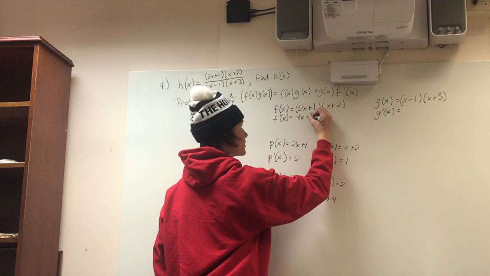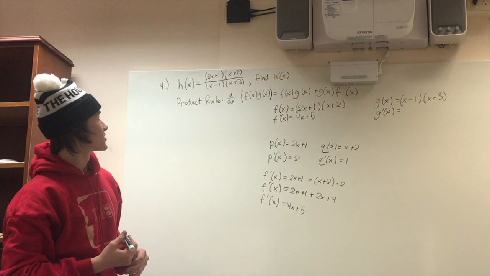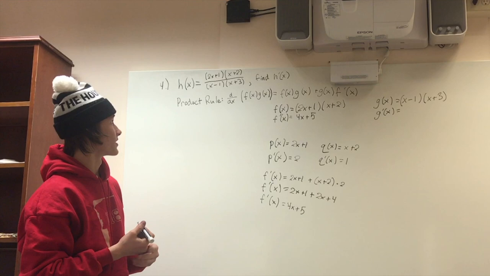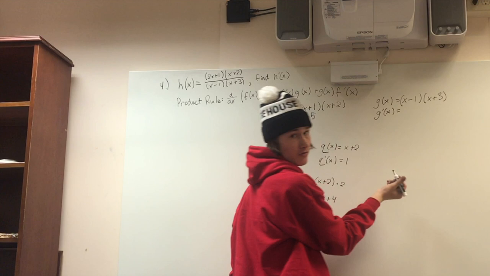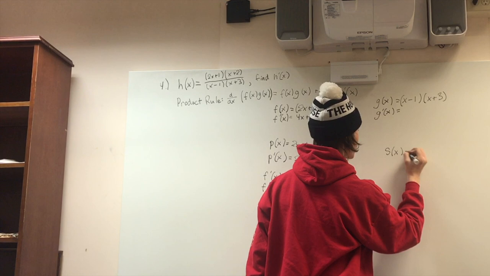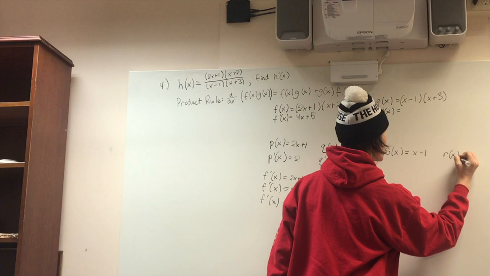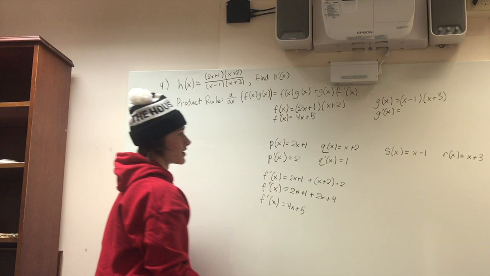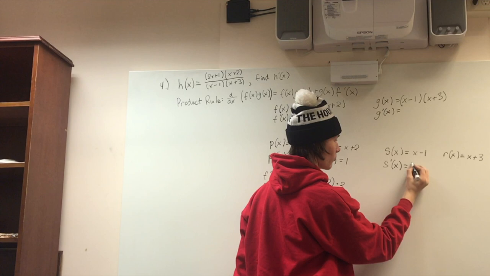Now we are going to find the derivative of g of x. So g of x, as it stands, is x minus 1 times x plus 3, and we're going to think of it just like another simple product rule scenario. Let's use different variables again so we don't get confused. S of x equals x minus 1, and R of x equals x plus 3. We can find the derivative of S of x, which is going to be 1, and the derivative of R of x, which is also going to be 1.